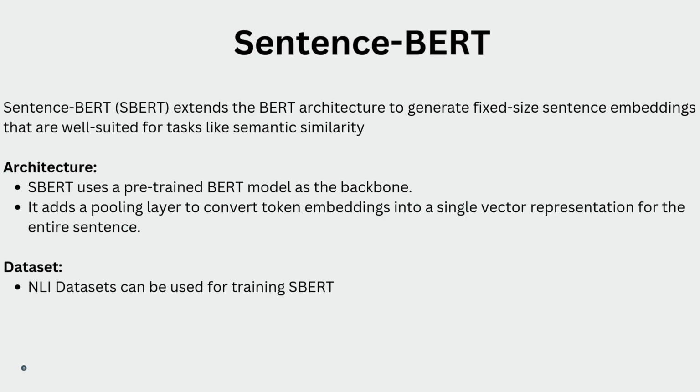Sentence BERT uses a pre-trained BERT model as its backbone, and it adds an additional pooling layer to convert the token embeddings for the entire sequence or sentence into a single vector representation for the sentence. Sentence BERT is trained using a contrastive learning objective. The aim is to make embeddings of semantically similar sentences closer in the vector space and dissimilar sentences further apart in the vector space.